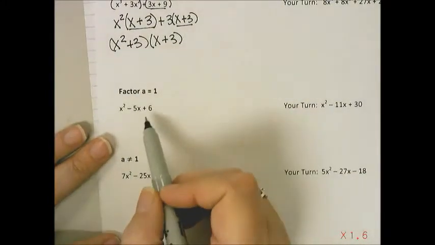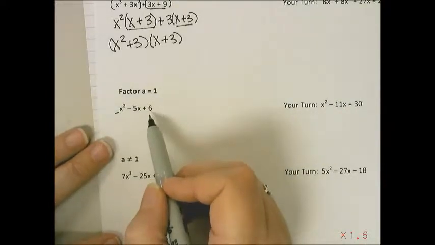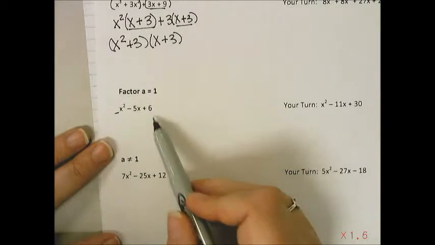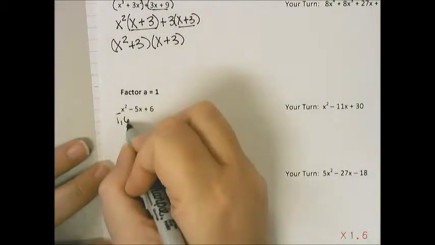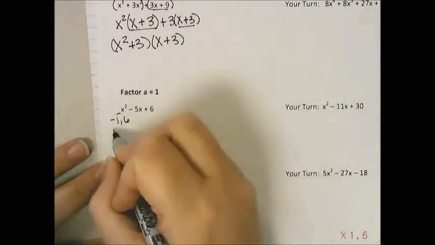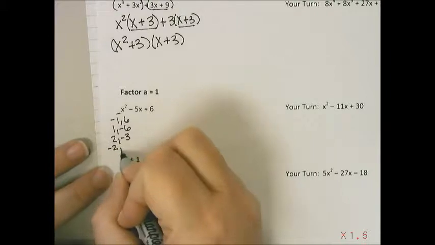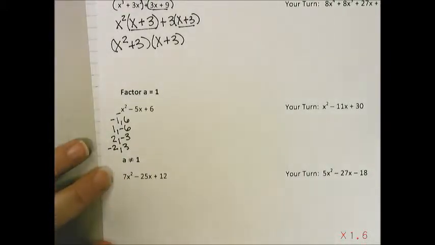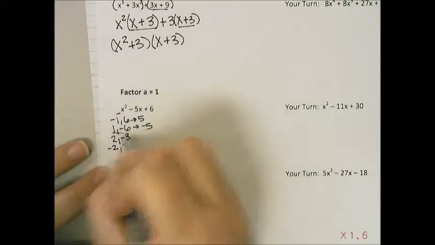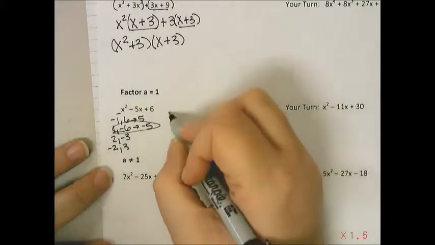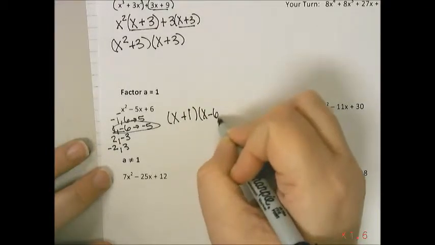Okay, a equals 1, so our value up here in the front is 1. So we need to find 2 numbers that multiply to get 6 and add to negative 5. So 1 times 6, or negative 1 and negative 6, 2 and 3, negative 2 and negative 3. So those are our factors. When we add them together, this makes 5, this makes negative 5, so this one is our answer, and we can stop. So we have x plus 1, and then x minus 6.